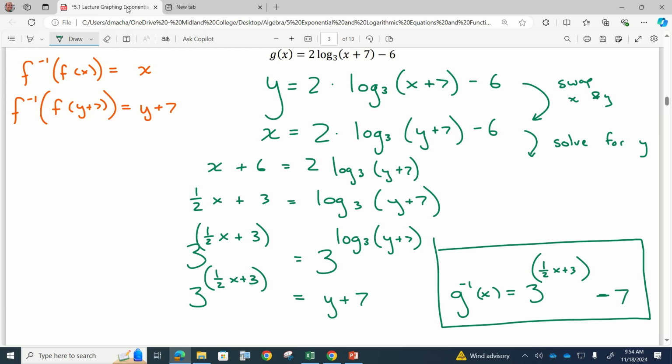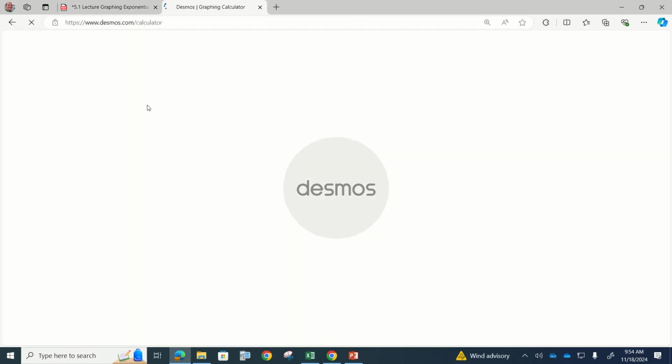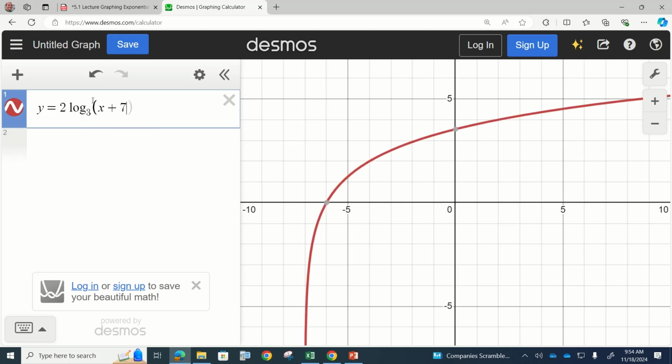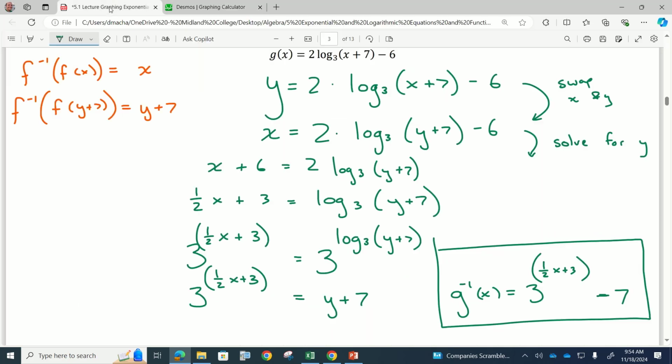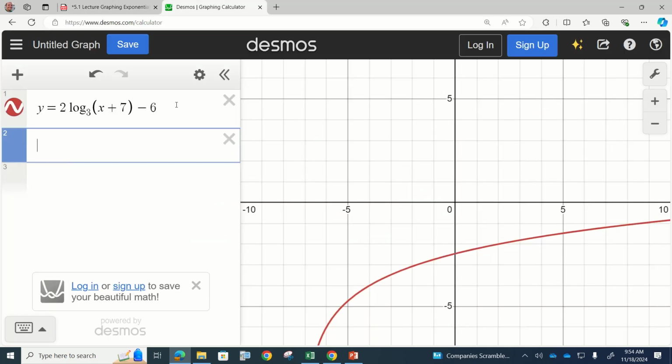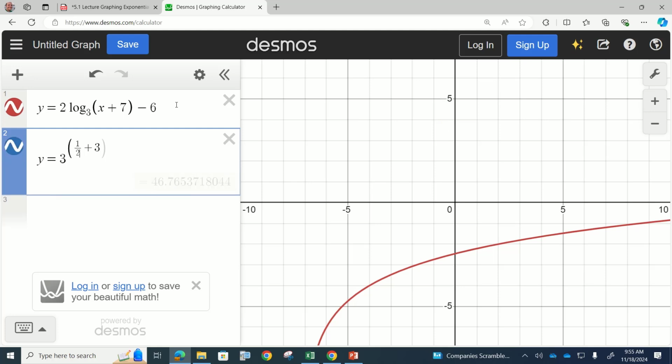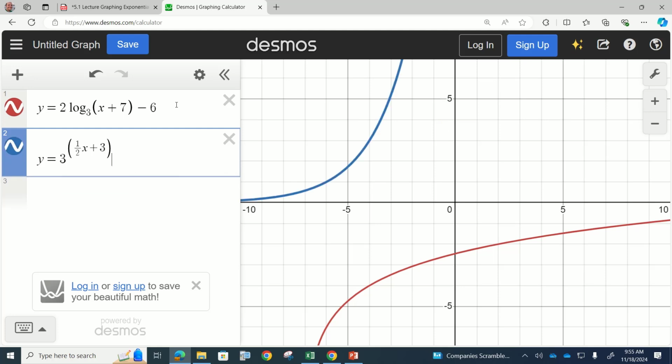Okay. So, if I were working your homework, I would want to check my answer and make sure I did everything correctly. And one way I could check my answers is Desmos. I could type in what I had originally, which was 2 times logarithm base 3 of x plus 7 minus 6, I think. Yeah. And then I would type in 3 raised to the power 1/2 x plus 3 minus 7.